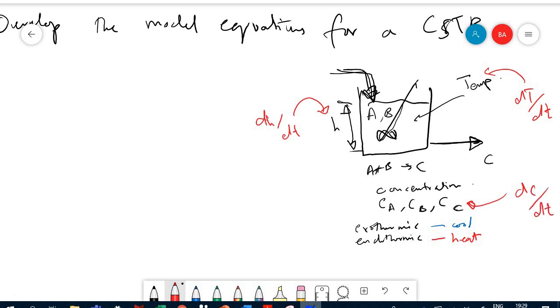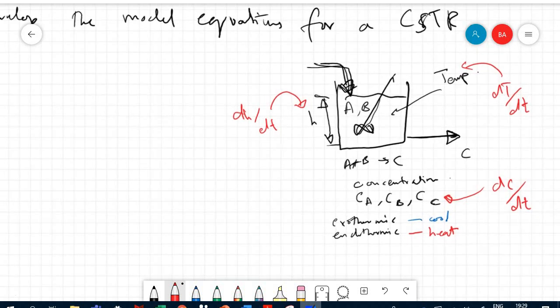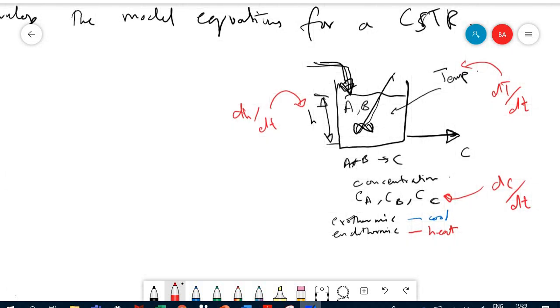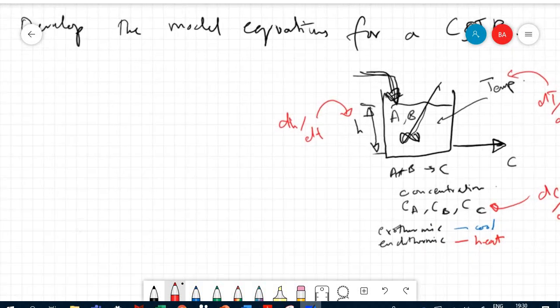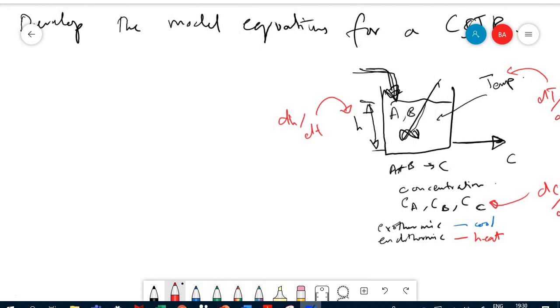And if you recall, we said in lecture number 2, the last lecture, that we can get how height changes with time from the overall mass balance equation. We can get this dC by dt from the components mass balance equation, and we can get how temperature changes with time from the energy balance equation. So let's start doing it.